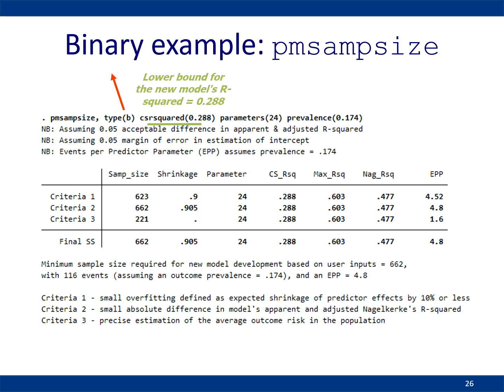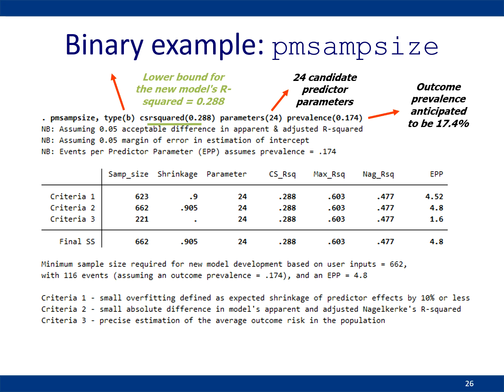So we need to specify next the number of candidate parameters that we're interested in. So in this case we're interested in examining 24 potential candidate predictor parameters. And then we need to specify the outcome prevalence. So in this case, again, based on previous literature, we estimate the prevalence to be about 17.4%.